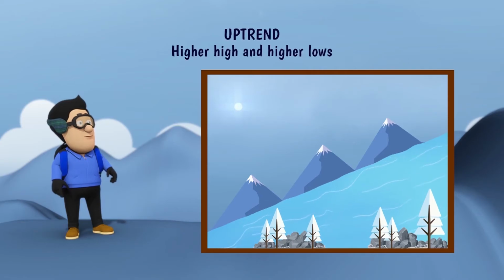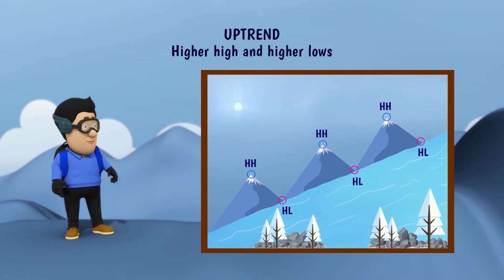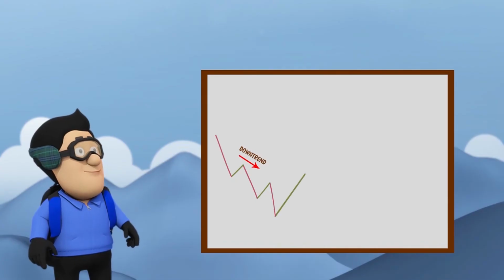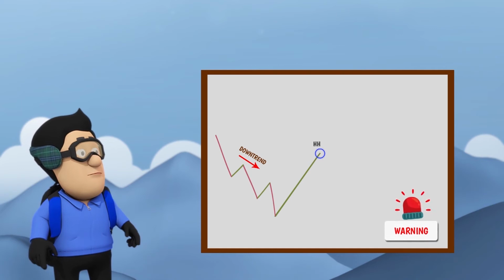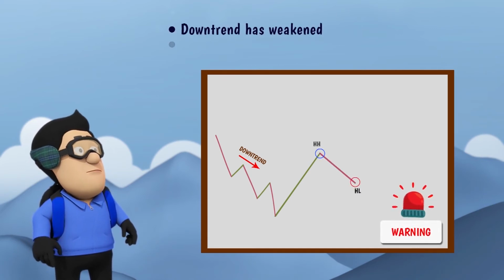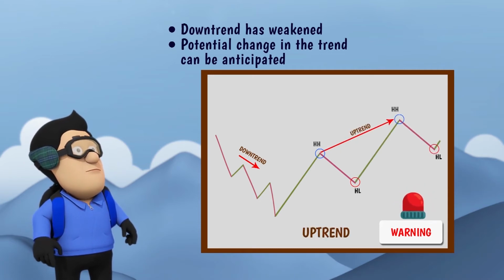An uptrend is formed when the price creates a higher high followed by a higher low. A line drawn in this case connecting two higher high pivot points would slope upwards and is commonly known as a trend line. When a higher high is created on a price chart, it serves as a warning to traders as it signifies that the downtrend has weakened and one can anticipate a change in the trend to the upside. Look out for this warning.